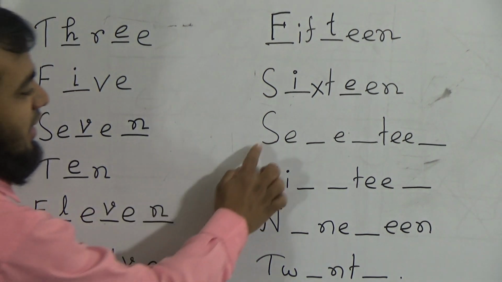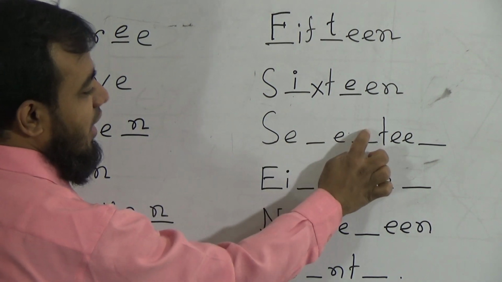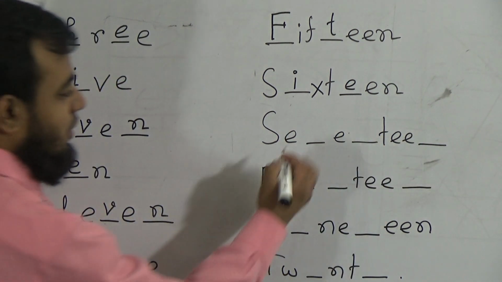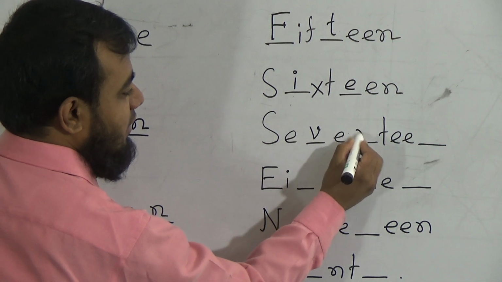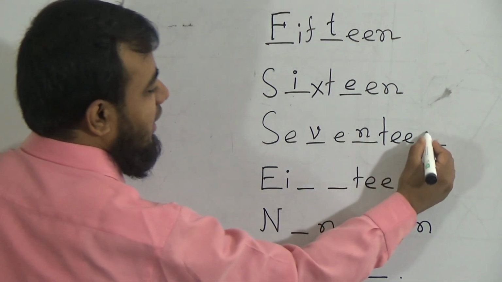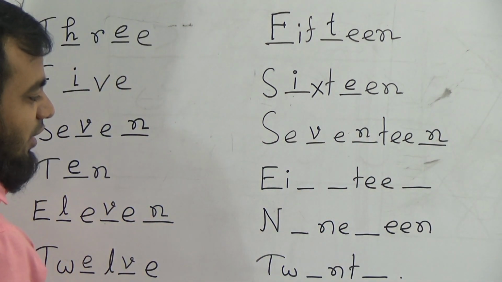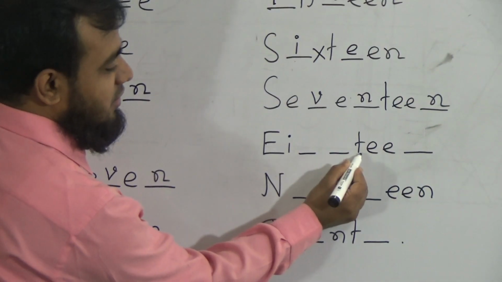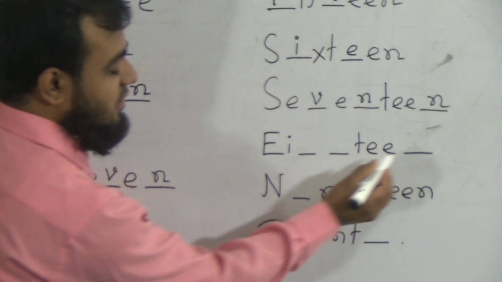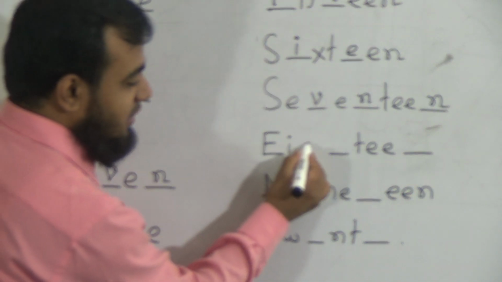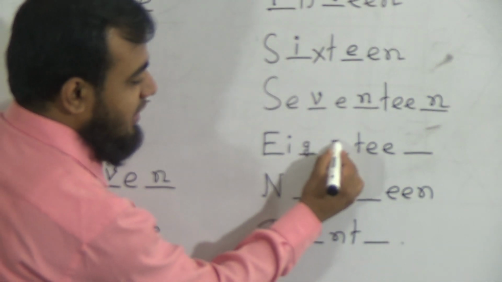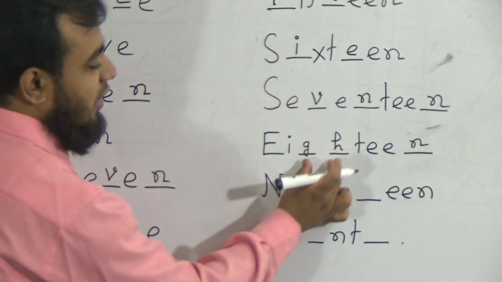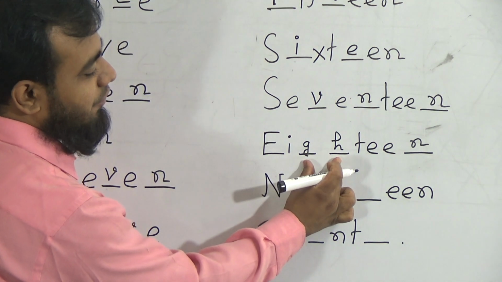Next one should be 17. Look, it's S-E-V-E-N, 7, T-E-E-N, 17. So fill up this one, S-E-V-E-N-T-E-E-N, 17. The next one should be 18. The spelling of 18 is E-I-G-H-T-E-E-N. Okay, the two blanks together appear for the first time here.